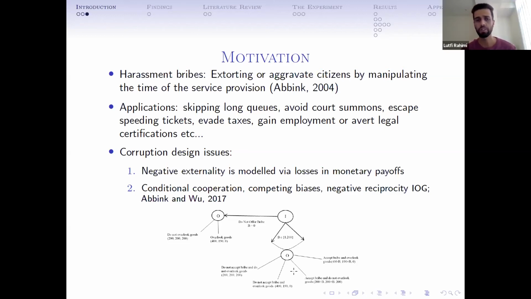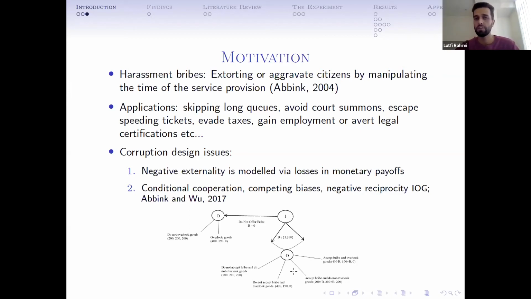Another thing they have in common is the way the negative externality is modeled. Experimentally, this is modeled through losses in monetary payoffs. So in most games, when a negative or corrupt transaction takes place between two people, some other person in the experiment incurs a loss from their monetary payoff. And that, while being important and being one manifestation of corruption or bribery, I believe that delaying or aggravating citizens, or delaying the timing of the process, is also another type of harassment that takes place within this context that has not been covered.